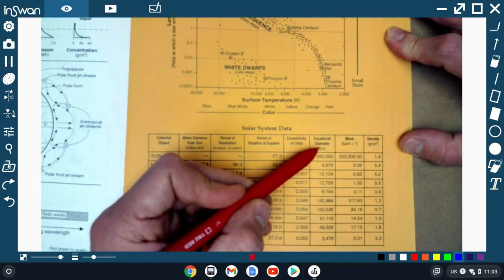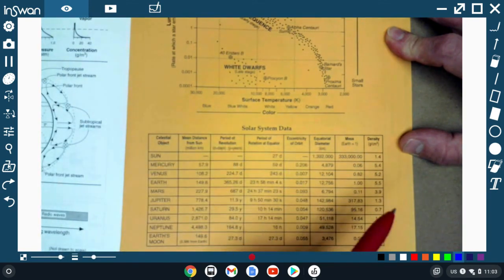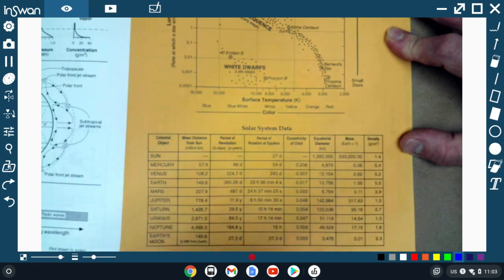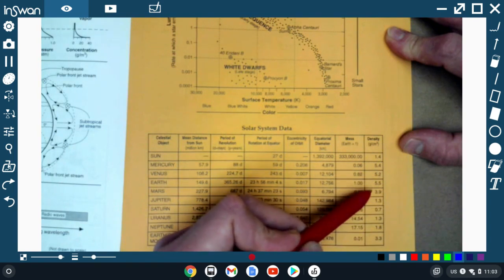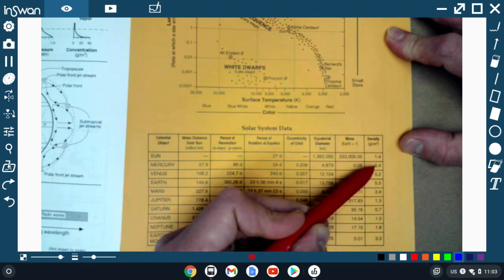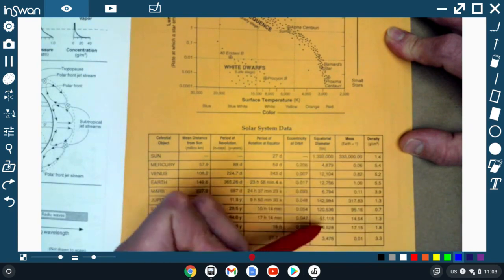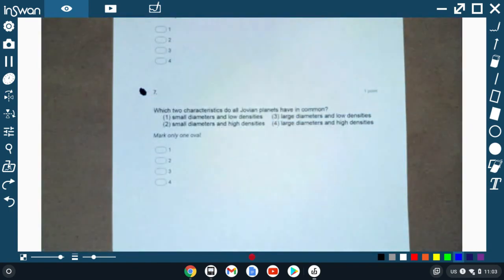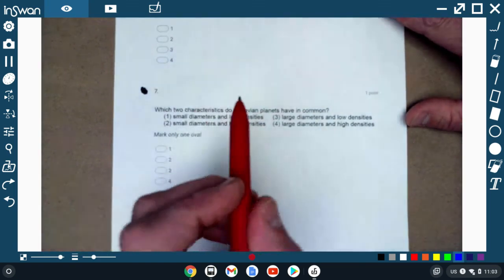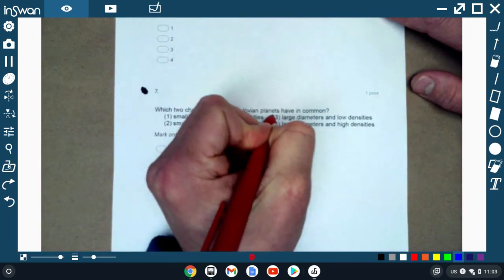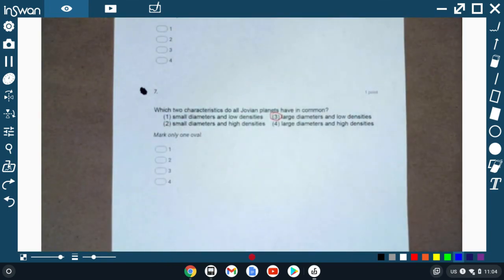So their diameters are bigger, but look at the densities. These bottom 4 numbers are densities: 1.3, 0.7, 1.3, and 1.8. None of them come close to the densities of the other planets. They're in the 5s and the 3. So the densities are lower and the diameters are bigger. For question 7, the answer is that they have large diameters and low densities. So the answer is 3.